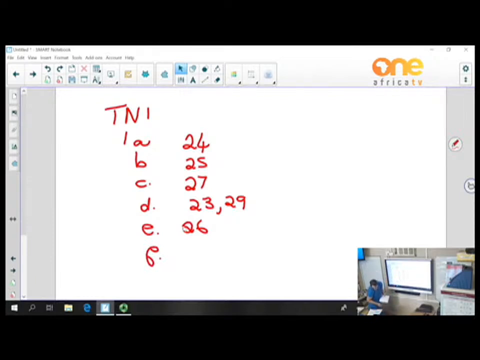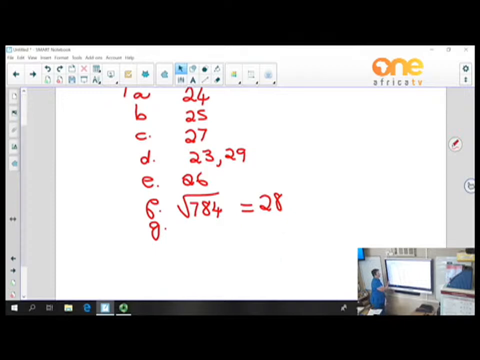Then number F says the square root of 784. So there we just again use this button on our calculators to find those answers. And the answer is 28. So you can see, you can just use your calculators. Both your papers will be with calculators this year, so you must make sure that you know how to use your calculators.